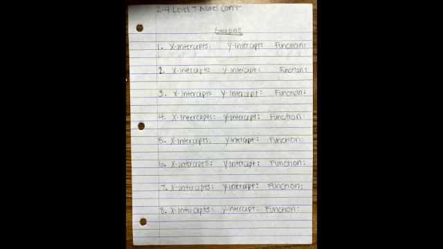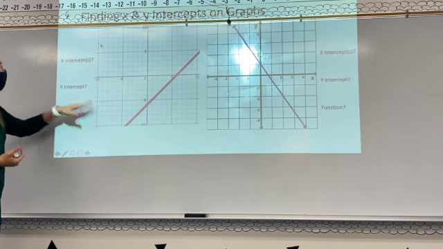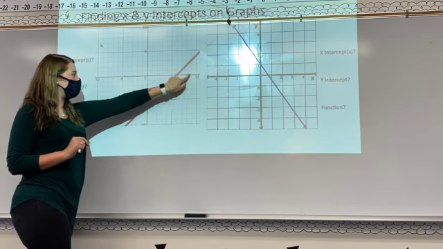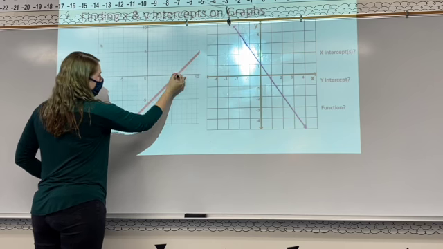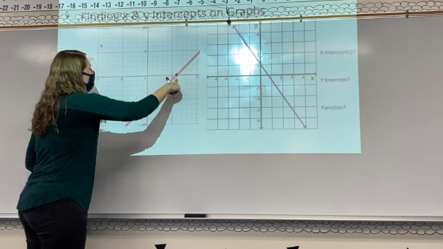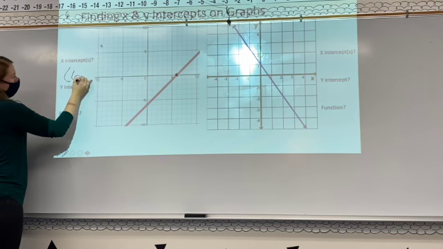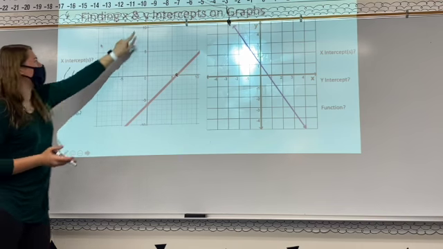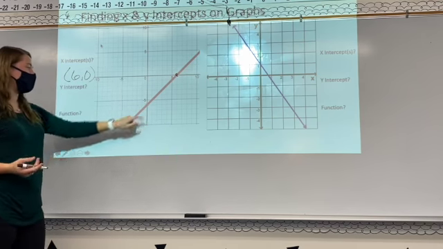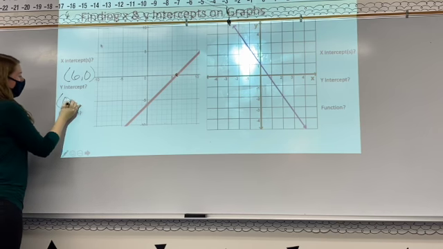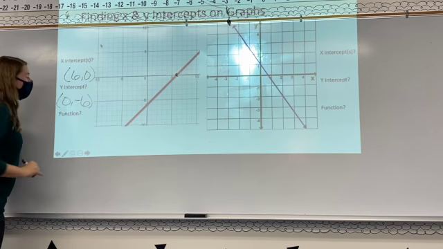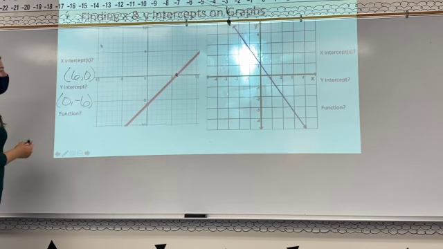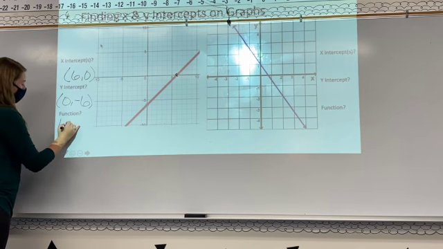So if I look at this first graph here and I want to find the x-intercept, I want to find the spot where it crosses the x-axis. Again, this is the x-axis. I notice that it crosses at this point right here. If this says 5, this is 6. So I know my graph crosses at 6, 0. For my y-intercept, I want where it crosses the y-axis. I notice that it crosses right here. So my y-intercept is at 0, -6. For the function type, I notice that this is a straight line, which means it has a constant rate of change, so my function is linear.